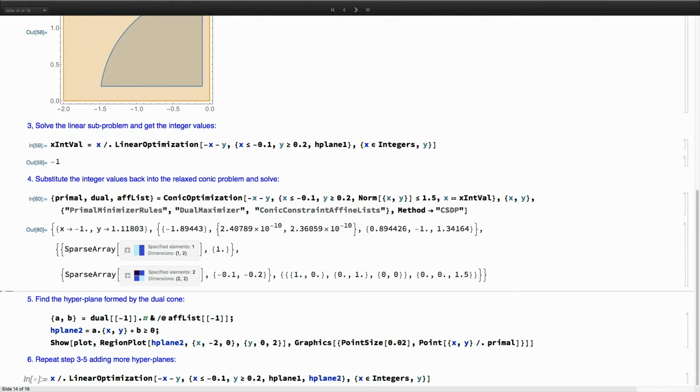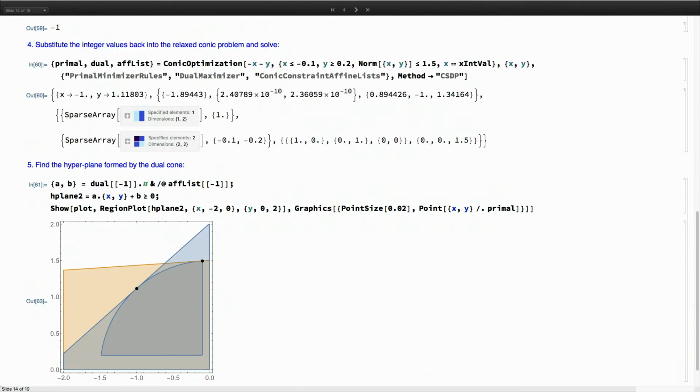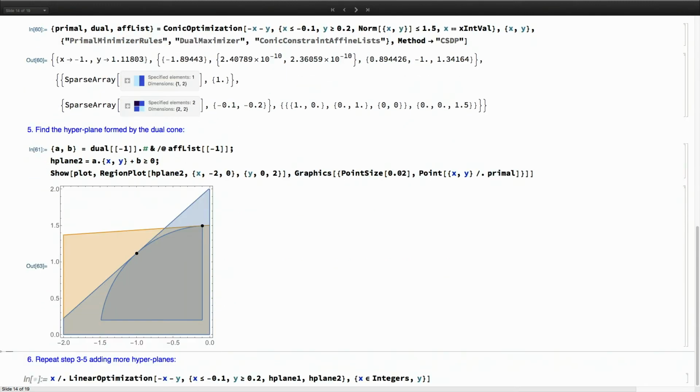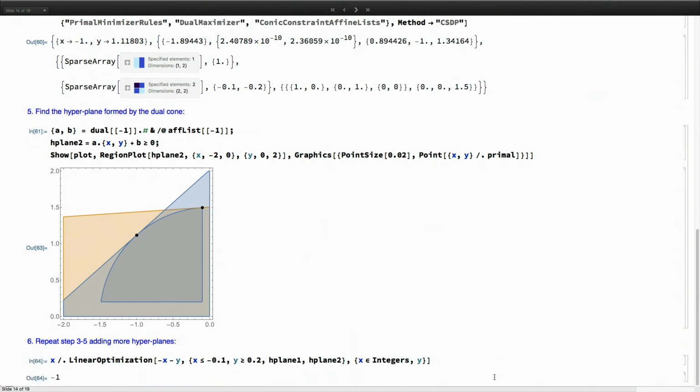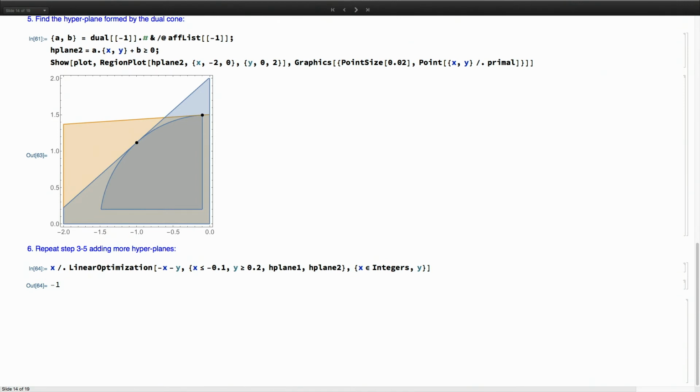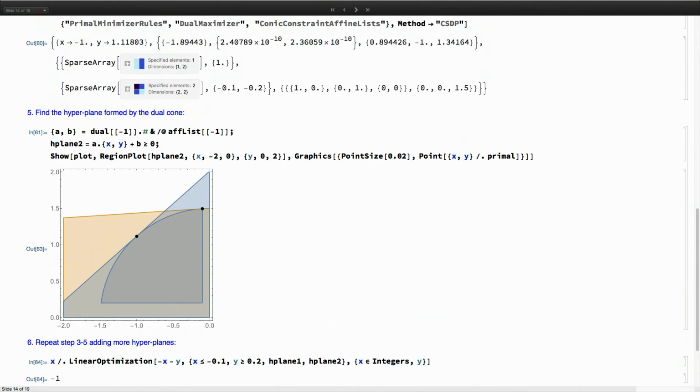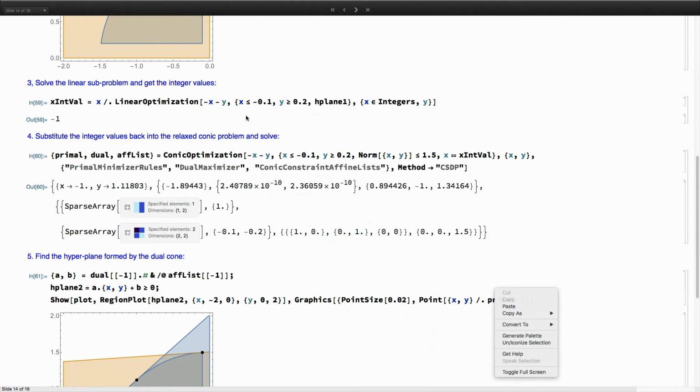Okay? And now you form another hyperplane. And that's your second hyperplane. So the first one was that horizontal. The second one is that more diagonal one, right? Now you have two planes. You substitute both of them back into your linear optimization problem. And you get back a new value. Get back a new value, -1, which is actually the solution that we got in the first place, right?